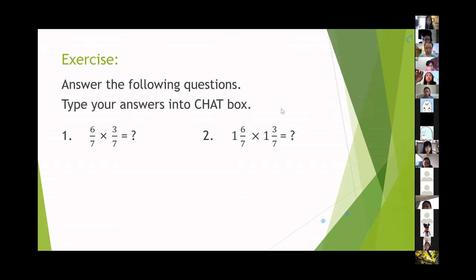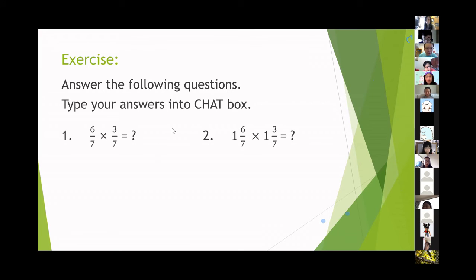I think question number 1 is easy, right? I can see many of you are typing 18 over 49 for the first question. Should be easy, right? Some of you say 18 over 19. How come? Maybe typing error. Okay, how about number 2?